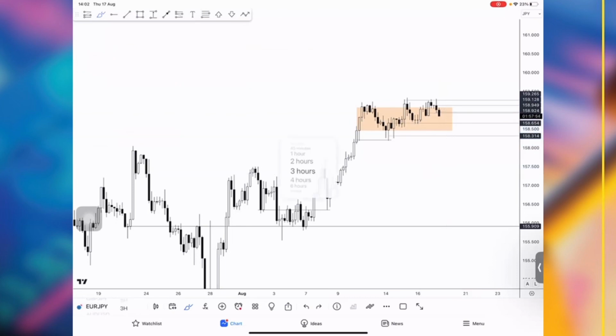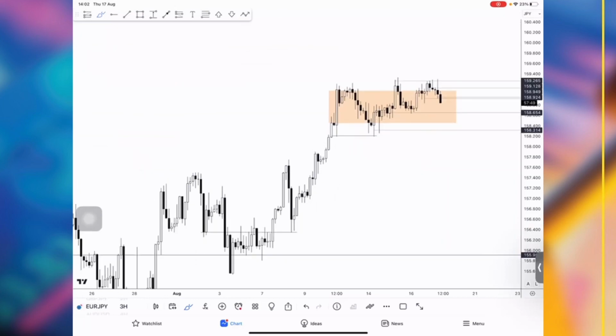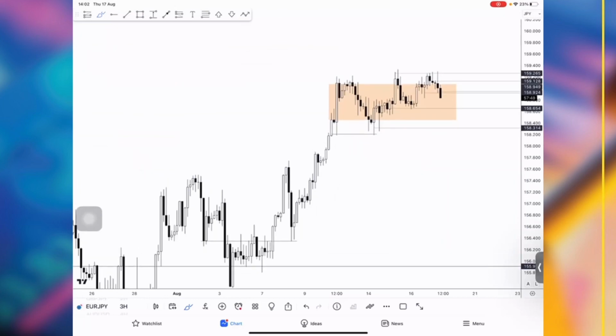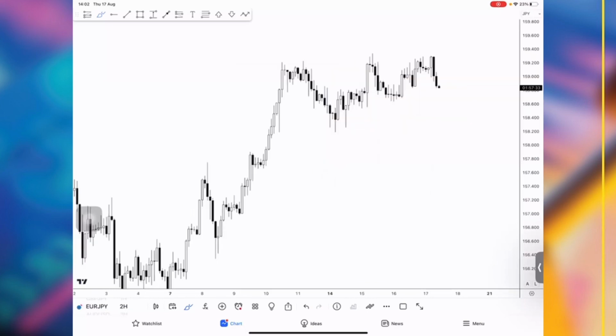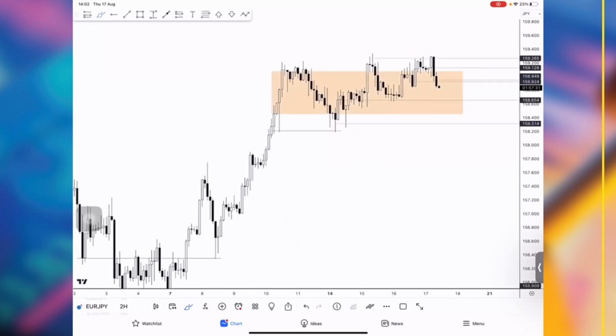On the 3 hour time frame, we have the break of structure, a very clean break of structure, this one. But you can also go to a lower time frame. This is the 2 hour time frame, and we have this very clean dimension with the break of structure.